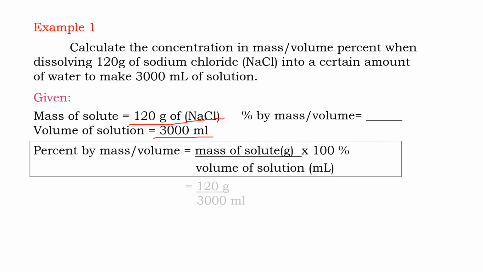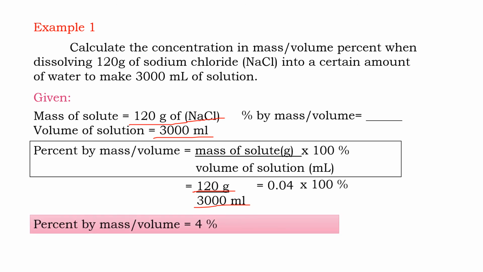Okay, so using this formula, substitute na natin yung ating mga values. So mass of solute is 120 grams. The volume of solution is 3000 ml. Okay, divide 120 divided by 3000 ml. So that is 0.04 times 100%. So our answer is the percent by mass of the solute dun po sa volume of solution is 4%. So hindi po natin makakancel yung unit na magkaiba. So hindi na po natin siya i-include because we are just looking for the percent by mass of the given solute dun po sa volume of our solution.